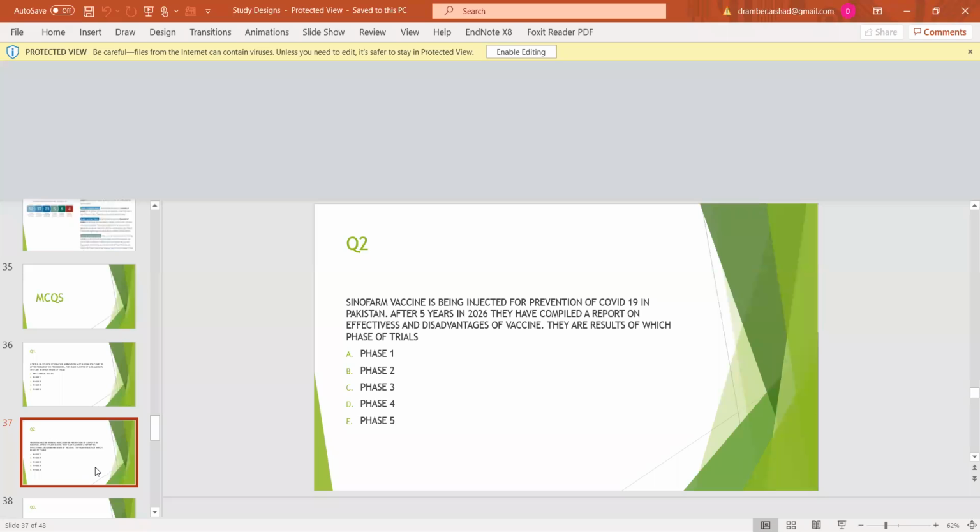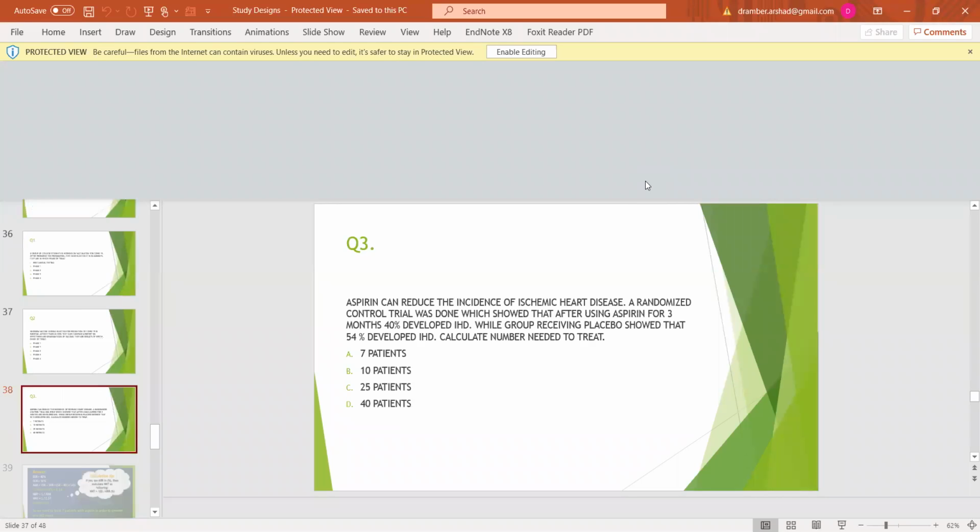Next MCQ. Sinopharm vaccine is being injected for prevention of COVID-19 in Pakistan. After 5 years, in 2026, the government compiled a report on effectiveness, adverse events and disadvantages of the vaccine. They are results of which phase of trial? Phase 4. Yes, the correct answer is phase 4. Post-marketing surveillance of an intervention is done in phase 4 trial.